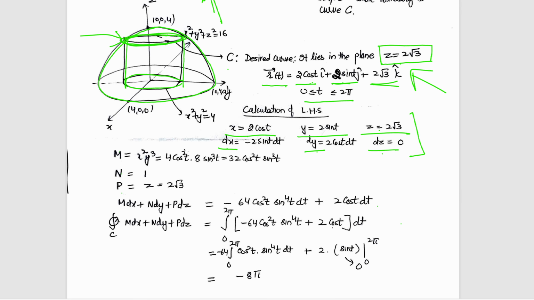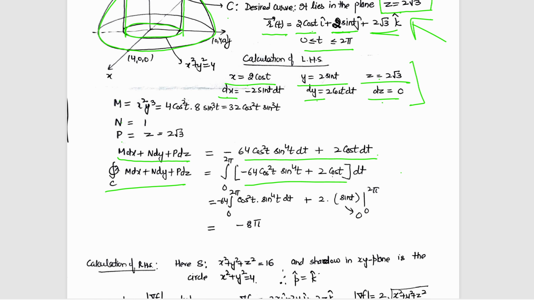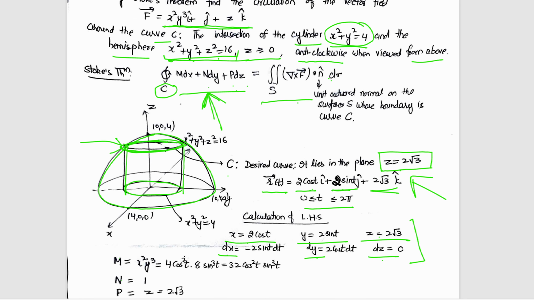After that, what we get is M dx + N dy + P dz as a function of t. So now we can find this integral by integrating this function with respect to t. It transforms into this nice integral in a single variable t with limits from 0 to 2π, and this integral comes out to be equal to −8π. So this is the circulation of the given vector field along the curve C using this formula.